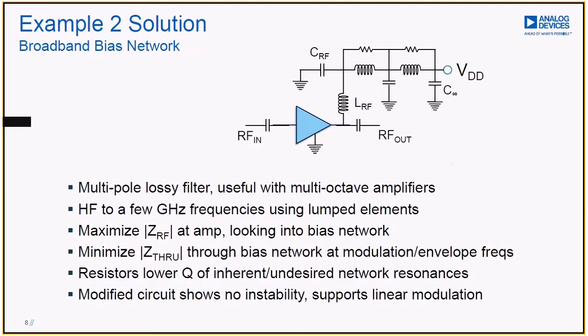So by putting a multi-pole network here, adding some components, we can craft a network that meets those two requirements simultaneously. Just like a low-pass filter can pass certain frequencies and reject others, we're going to do the same thing with this bias network. We're going to pass DC and the envelope waveforms, but we're going to reject RF trying to go through this network.